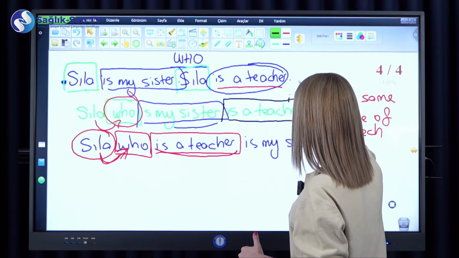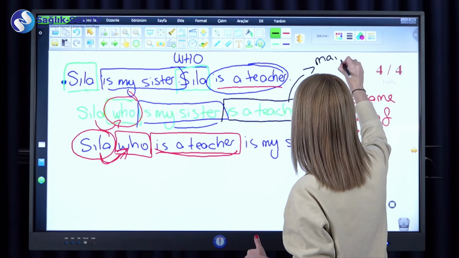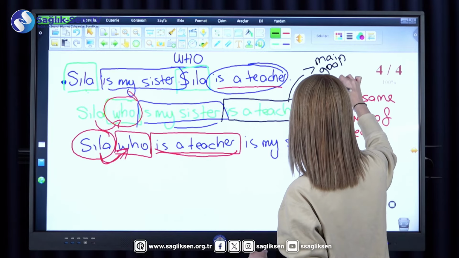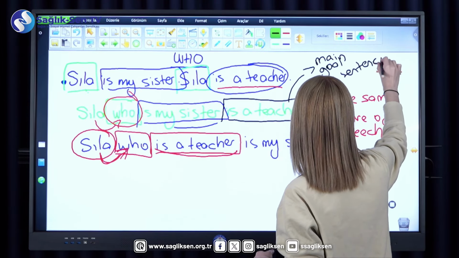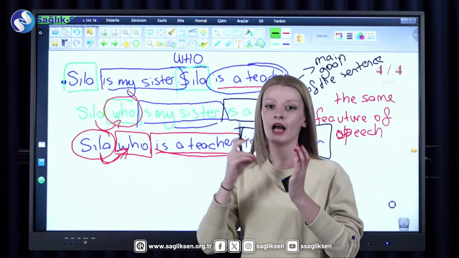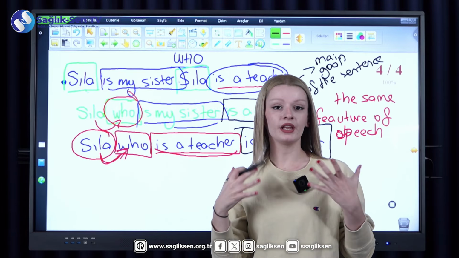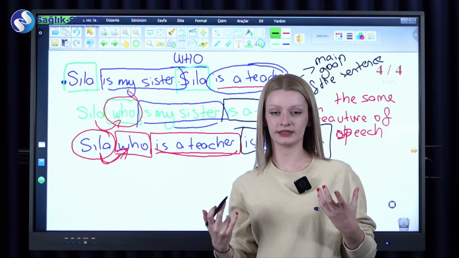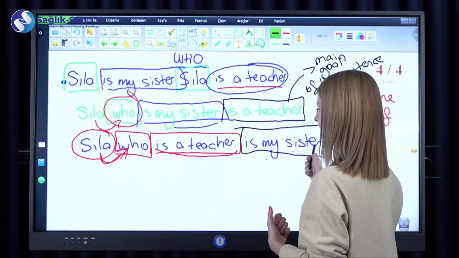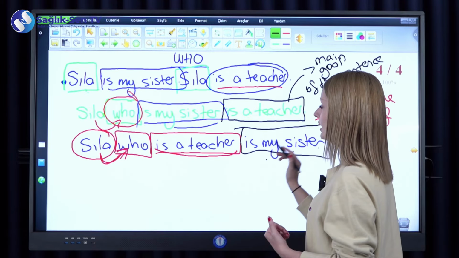The main goal of the sentence. And here, the thing that I want to draw focus and attention on is her being my sister. She is my sister.